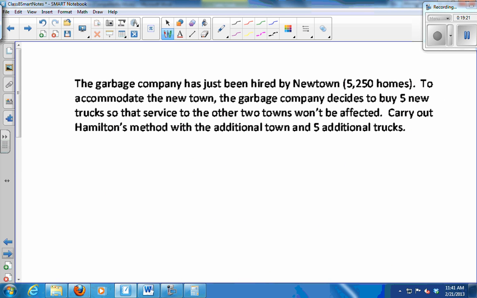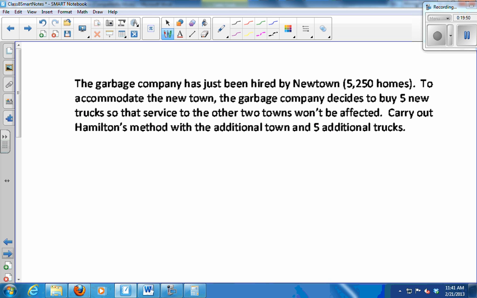Let's see what happens when the garbage company is hired by Newtown. And we have a third town now that has 5,250 homes. So to accommodate the new town, the company decides to buy 5 new trucks, right? Because for every 1,000 people, they send a truck there. So they said, okay, we'll buy 5 new trucks. That should cover this new town. And the service to our other 2 towns shouldn't be affected. 5 trucks should be enough.